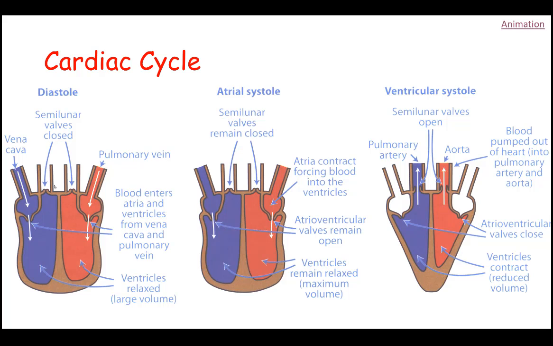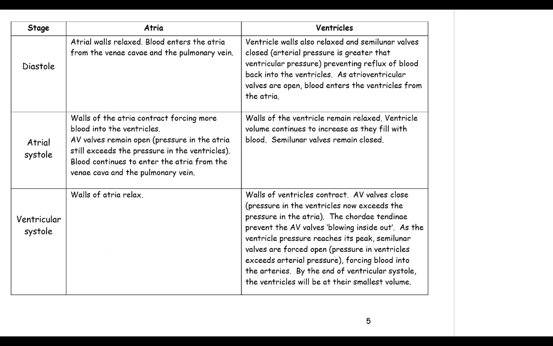Now, all of those stages and all the pressure changes can be represented in a pretty difficult diagram, but we'll get to that in a little minute. And what we'll take a look at first is this little table. So we've got our three stages: diastole, followed by atrial systole, followed by ventricular systole. So in one cardiac cycle, there's three stages to it.